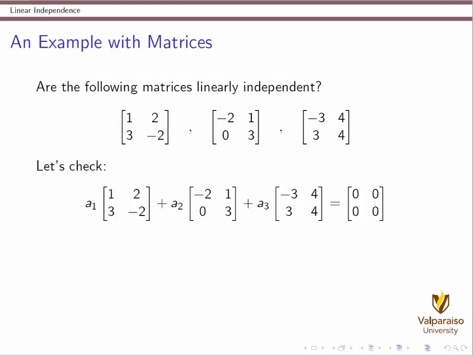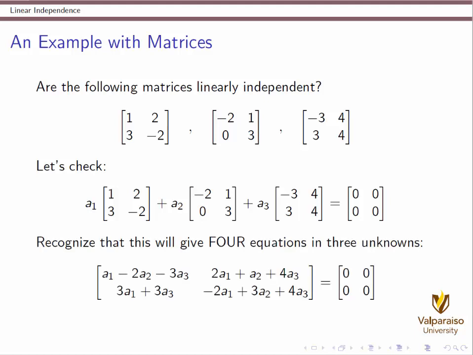So to make this work out, we need to match 4 component values from the left and the right. So that's going to generate 4 equations in 3 unknowns. So we build the total upper left entry on the left-hand side, for example, that's A1 minus 2A2 minus 3A3. That will have to produce a 0 on the right-hand side, and so on for the rest. So that's 4 equations, 1 per entry, matching the left to the right.